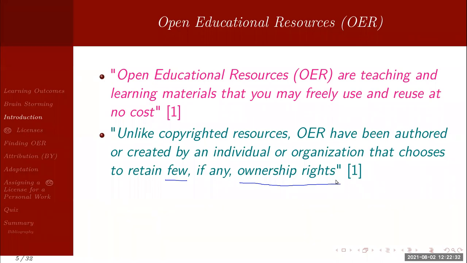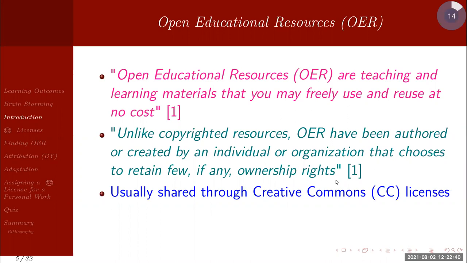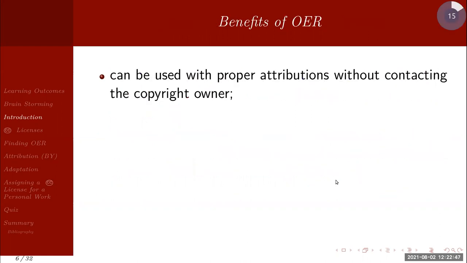Attribution is always there in CC BY licenses. In all of them, except CC0, you have attribution. You need to attribute. Usually shared through Creative Commons licenses. And today we'll discuss that, inshallah. Yeah, so benefits: they can be used with proper attributions without contacting the copyright owner.